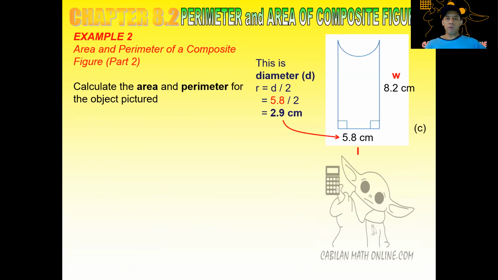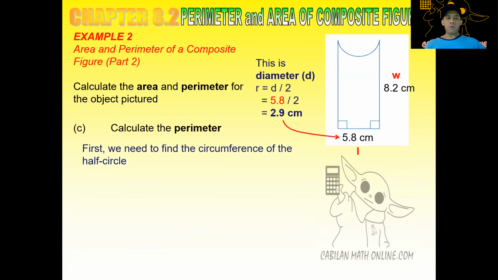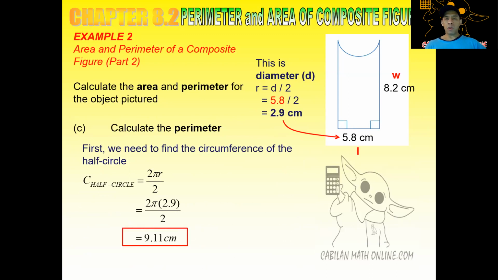All right, so for the perimeter here, we're going to approach it the exact same way. First things first, we need to find the circumference of the half circle, just like we did in the previous question. We have a radius of 2.9, so we're going to put that in the formula, and this will give us a distance of 9.11.